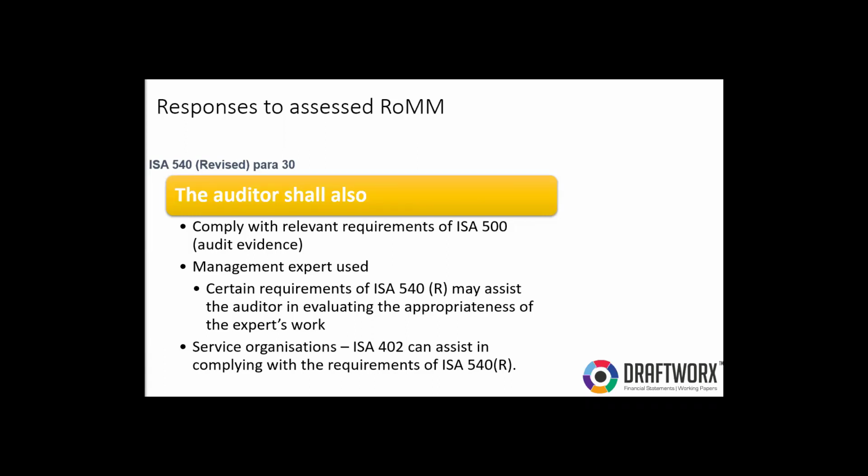What at least I can say is when a management expert is used, certain requirements of ISA 540 revised may assist the auditor in evaluating the appropriateness of the expert's work. So the requirements of this standard can already help you to get to the point of meeting the requirements of ISA 620 in terms of using the work of experts. ISA 402 service organizations can also help you and can work nicely together with auditing accounting estimates in terms of this standard.